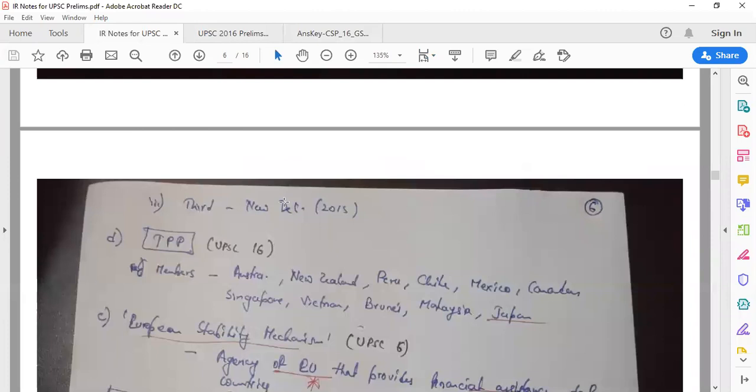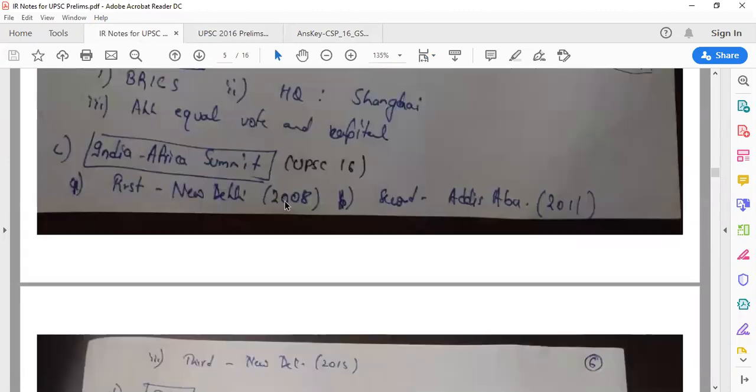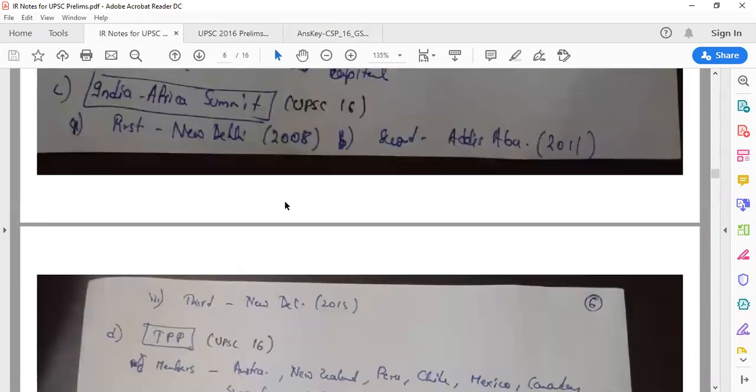So again, just 3 points which are important. And we have seen that the promises were not kept in the India-Africa Summit. And only 3 such summits have happened up until now. And if we want, we can also look at Wikipedia, what Wikipedia is saying about the India-Africa Summit.